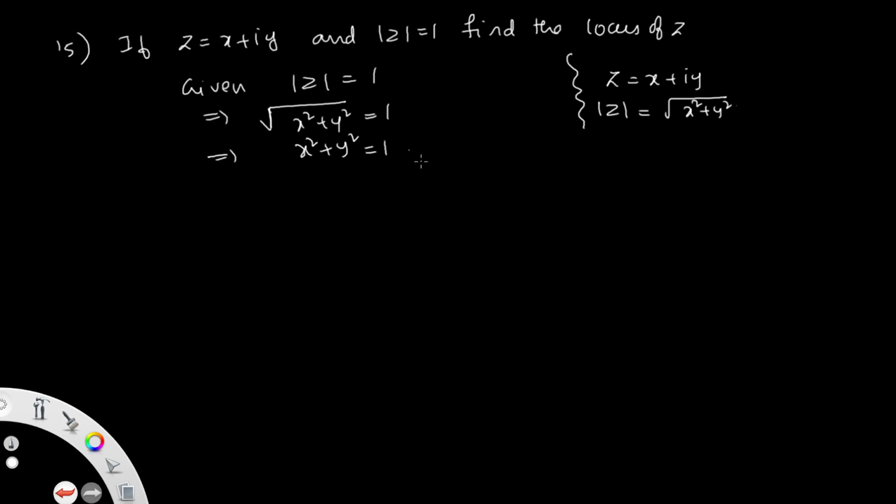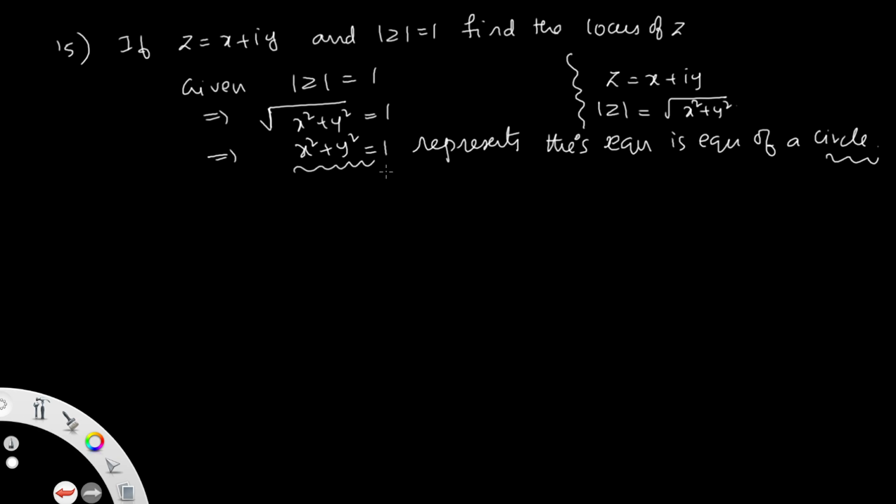Since the equation represents the equation of a circle. Why? Because a circle is in the form of x square plus y square equals a square, which has the center 0 comma 0. Here the center is 0 comma 0 and the radius is equal to 1 unit. That's all.